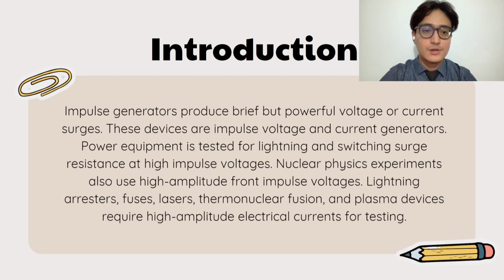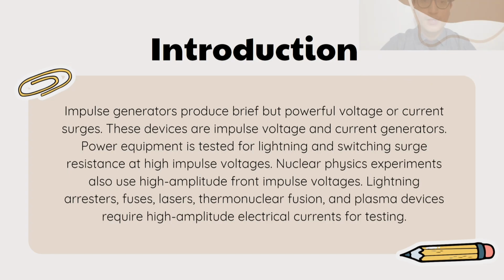As for the introduction, impulse generators produce brief but powerful voltage or current surges. These devices are impulse voltage and current generators. Power equipment is tested for lightning and switching surge resistance at high impulse voltages. Nuclear physics experiments also use high amplitude front impulse voltages. Lightning arresters, fuses, lasers, thermonuclear fusion, and plasma devices require high amplitude electrical currents for testing.